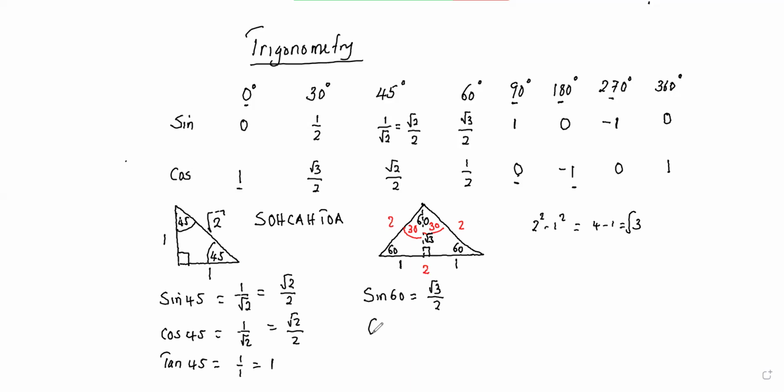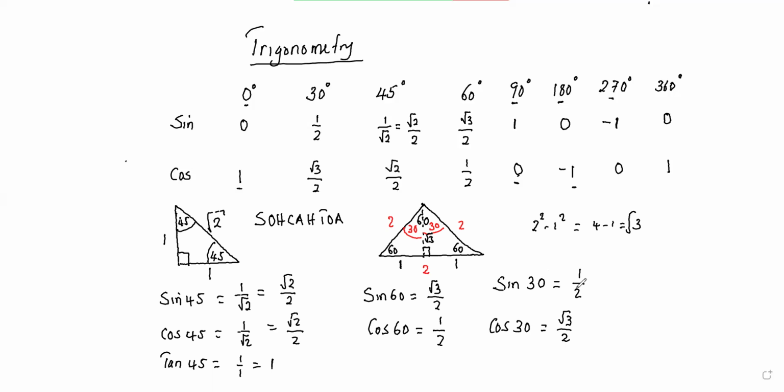Okay. What about cos 60? Cos 60 is going to be adjacent over hypotenuse. Okay. What about sine 30? Sine 30 is going to be opposite over hypotenuse. What about cos 30? Cos 30 also adjacent over hypotenuse. So now we know the value of sine 30, sine 60, sine 45.